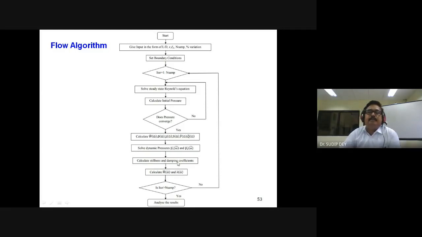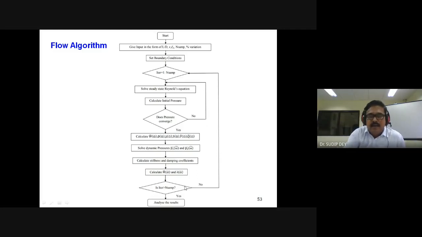The stiffness coefficient and damping coefficient are very important parameters for the dynamic analysis. And subsequently we get the mass matrix and the stiffness matrix accordingly. After that we again check the iteration. If the iteration is equal to nsam, then we stop and analyze the results, otherwise we repeat it once again. So this is the second loop.